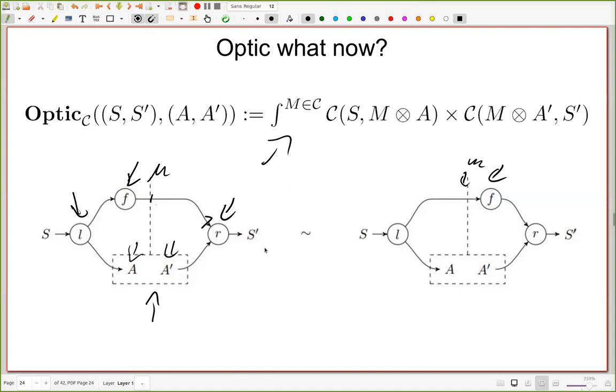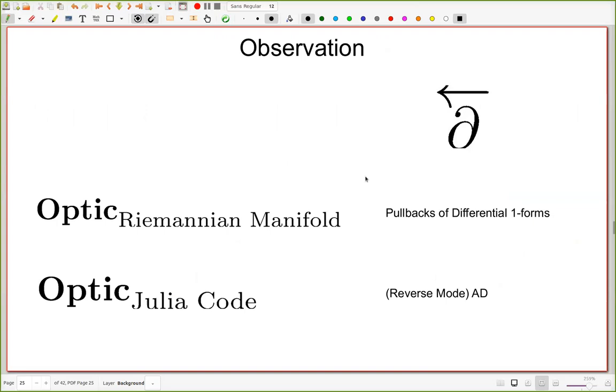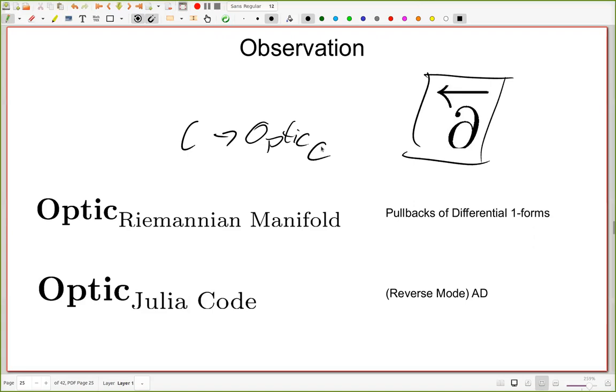And now I want to make a very precise statement and an observation that basically summarizes everything I've just talked about. The observation is the following. We have some functor, I'm writing this partial with an arrow on top. The functor goes from some underlying category C to optic C. And if you do it on Riemannian manifolds, to the category optic of Riemannian manifolds, what you get are these pullbacks of differential one forms. So optic is really, in some sense, the natural thing that represents pullbacks of differential one forms.